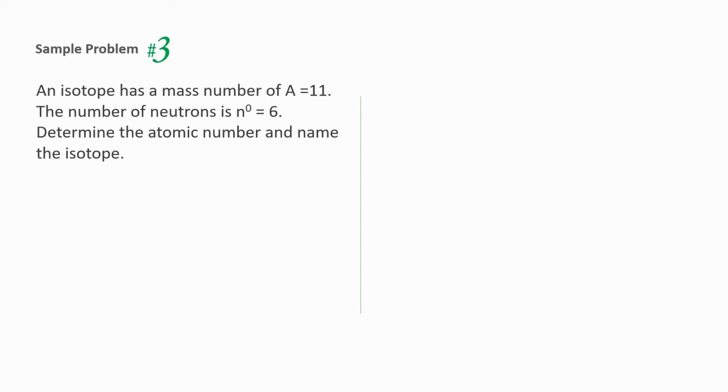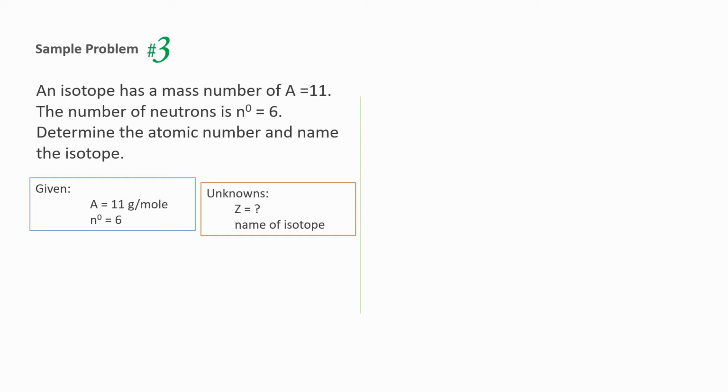So, sample problem number 3. Ang isang isotope has a mass number of 11. Tapos yung number of neutrons niya is 6. So, determine naman the atomic number and name of the isotope. So, yung givens natin are the atomic mass and then the number of neutrons. So, neutrons given, pero di talaga siya pwedeng gamitin as an indicator of the identity. Again, remember, it's only the proton. Unknown natin is yung Z, which is the atomic number. Kasi pag nakuha natin yung atomic number, it is going to tell us kung aling atom ang kinakausap natin. And then the name of the isotope.